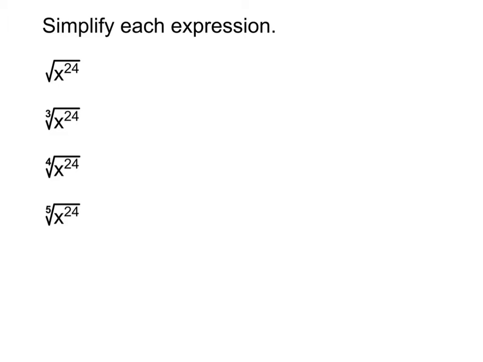So for this first one, I would start simplifying it by turning it into a fractional exponent. So that would be x to the power of 24 over what? 2, because remember it's a square root, there's an assumed 2 if there's no number written in. Does 24 over 2 simplify? Yes, it does. 24 over 2 is 12, so that whole thing just ends up equaling x to the 12th. That's all you have to do for that one.